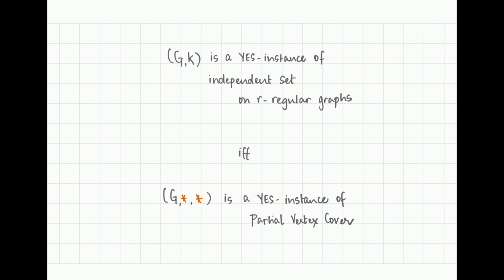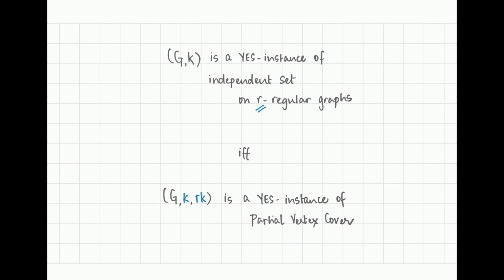All right, so what we want to say is that G has a partial vertex cover on K vertices covering at least R times K many edges, where this R is the same as the regularity of the graph that we started with.